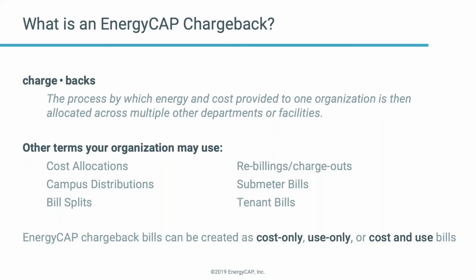That could be within a campus, it could be even within multiple campuses, maybe it's just a financial transaction. And in your organization, you may call this something very different. We've heard terms like cost allocations, campus distributions, bill splits, rebillings, charge outs, sub-meter bills, tenant bills. All of these fall into the category of what we call EnergyCAP chargebacks.